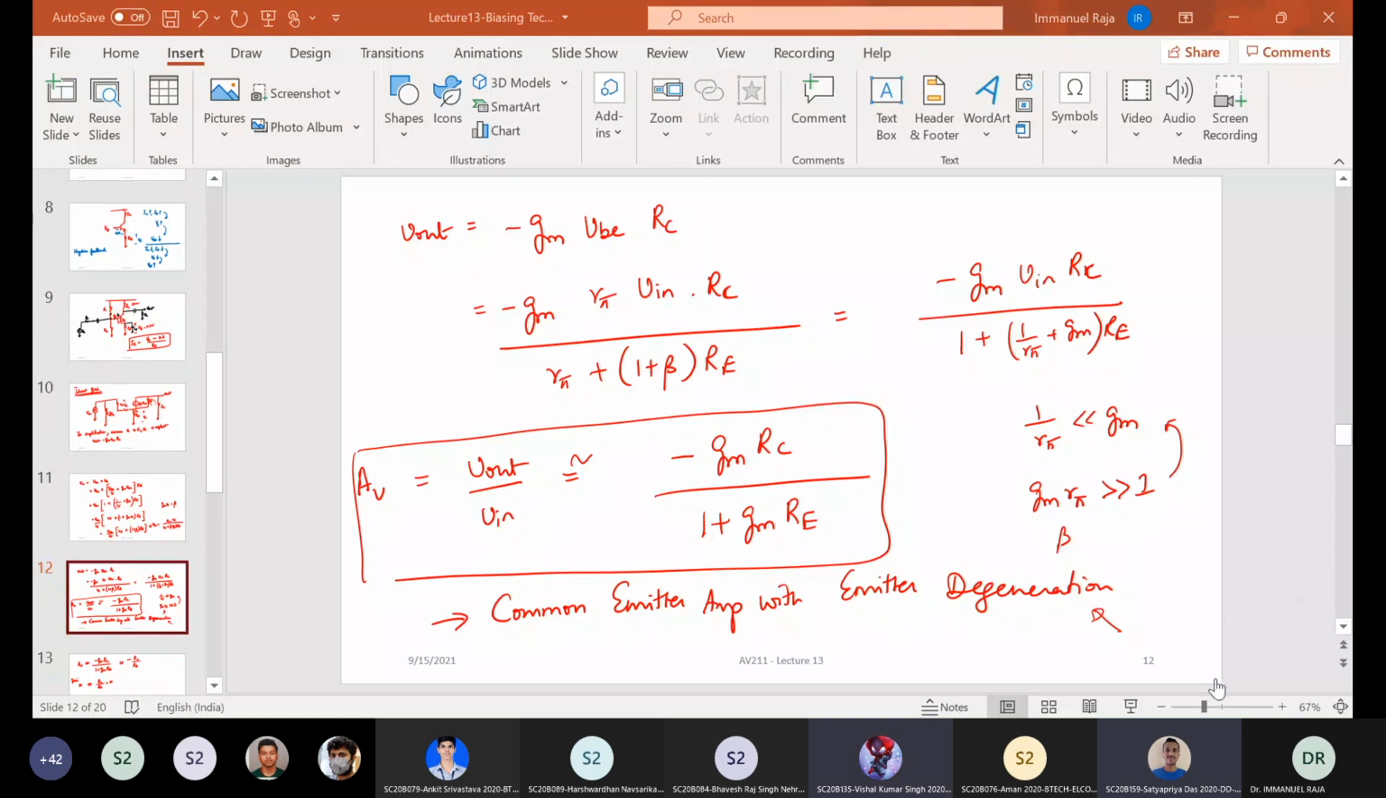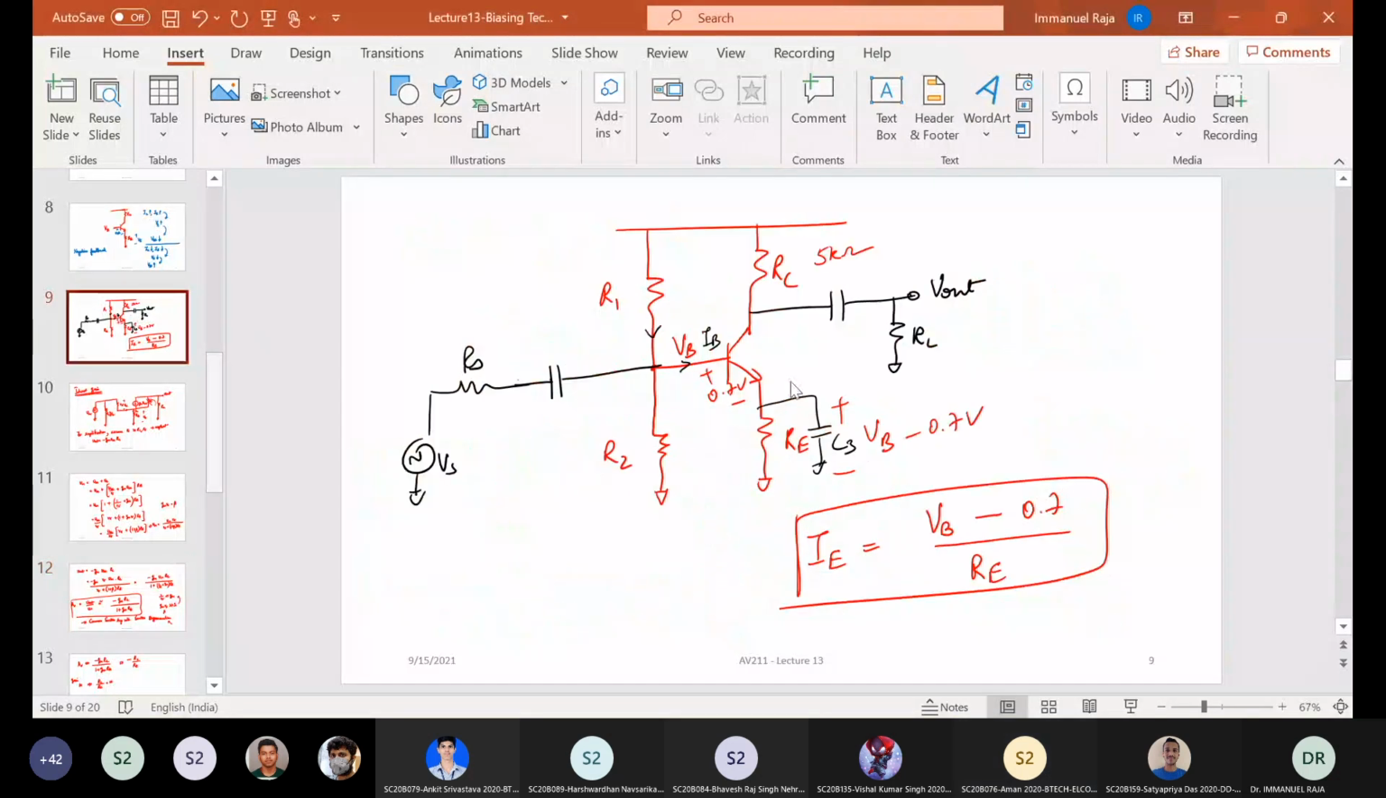So in the small signal analysis, this RE will be shorted because of the capacitor. Yes. Sir, then in the gain expression, we will just have minus GmRC. Yes. If you add this C3, it is sometimes called the bypass capacitor. I'll go through all that in the next class.